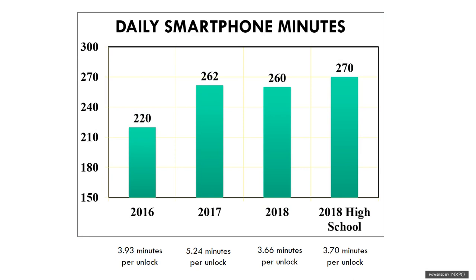In terms of total minutes, we saw a huge jump in time between 2016 and 2017. In 2016, we were looking at people using their smartphone 220 minutes a day, which seems, actually at the time, it seemed like a huge amount of time, almost 4 hours a day, until we saw a large jump between 2016 and 17 to 262 minutes, then 260 minutes, and 270 minutes with our high school kids. What's really important is on the bottom, what you'll see is this means that in the beginning, they were spending 4 to 5 minutes each time they unlocked their phone, and now they're only spending 3 to 4 minutes.